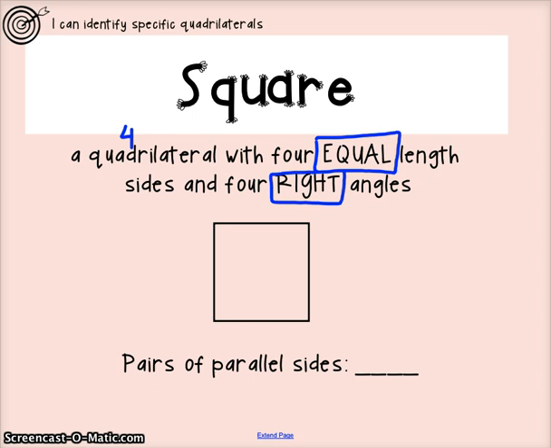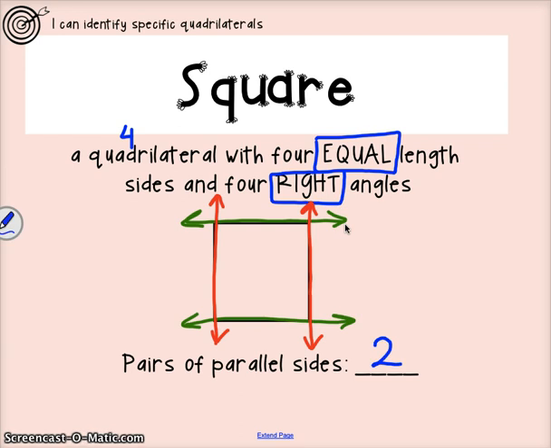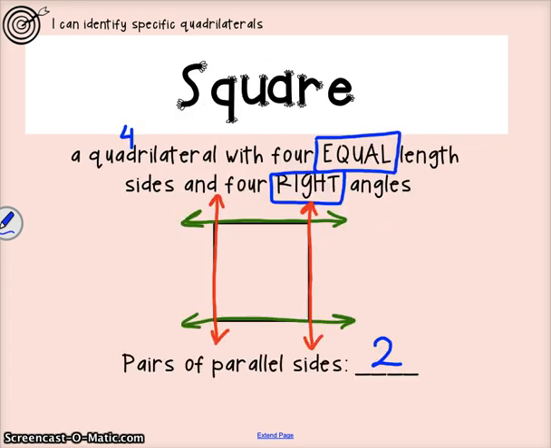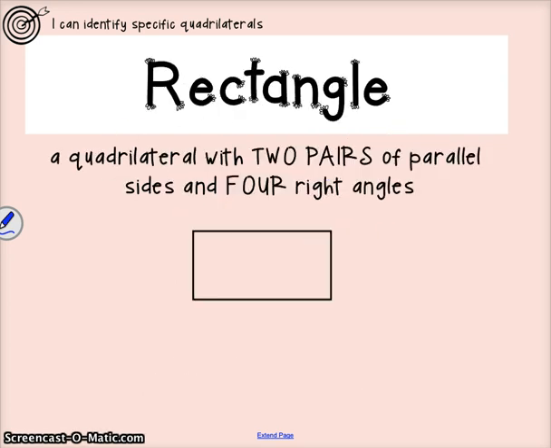How many pairs of parallel sides does a square have? I see the top and the bottom. These opposite sides are parallel, so that's one set. And then this side on the left that runs vertical and this side on the right are also parallel. So that means that there are 2 sets of parallel sides on a square. 2 sets of parallel sides. I'm thinking of a parallelogram.